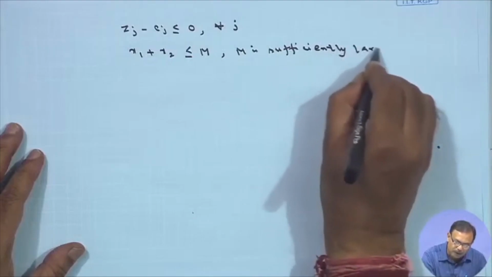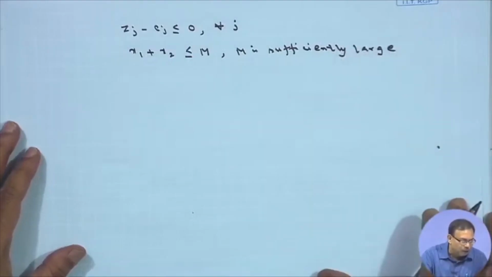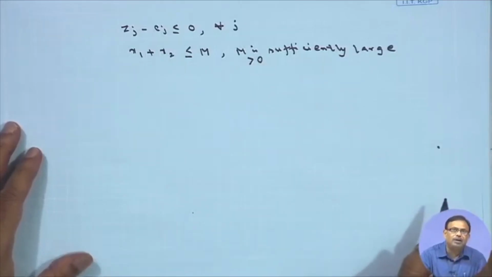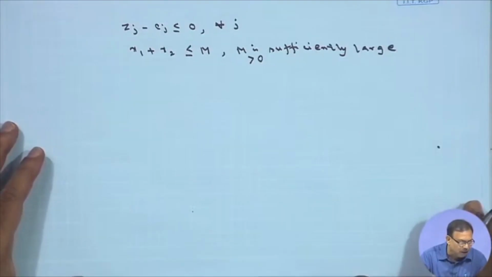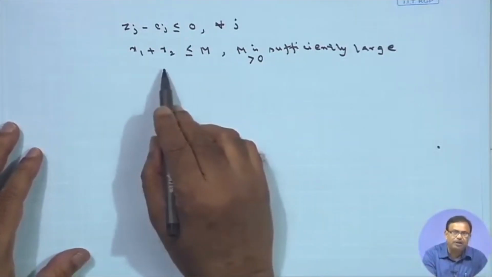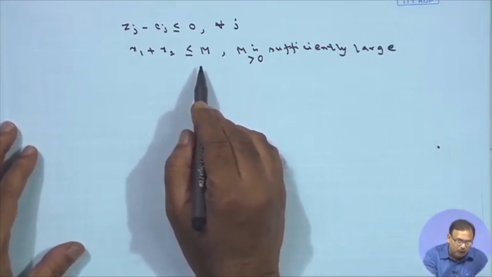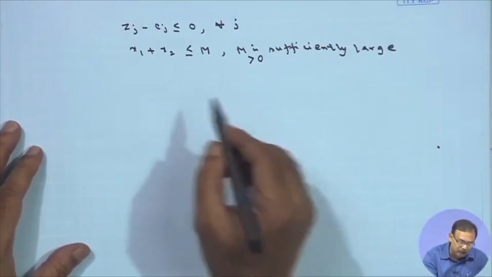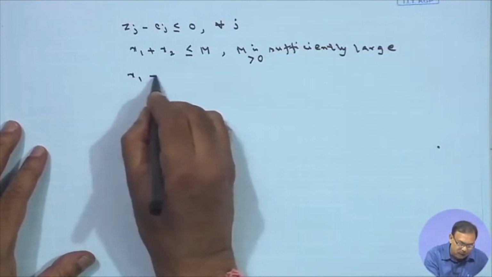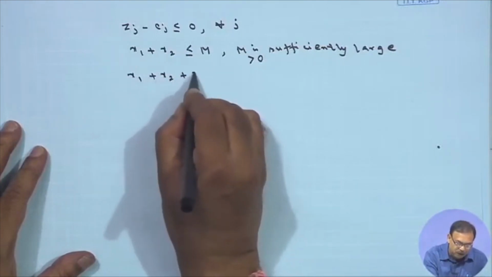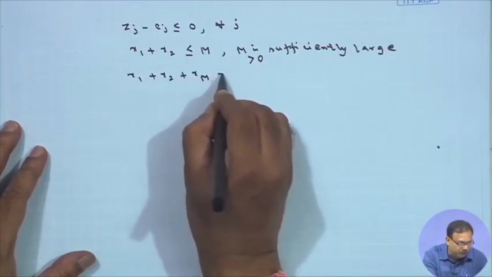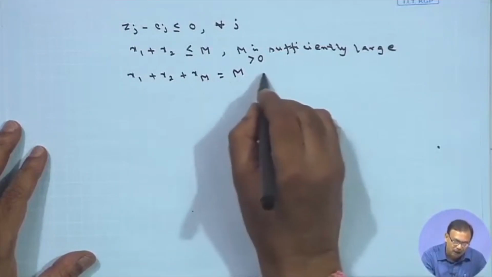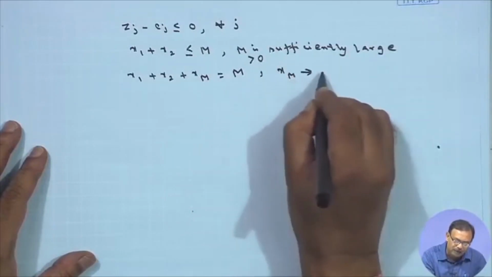M is sufficiently large. And of course, M is greater than 0, and sufficiently large. Since this is a less than or equals type constraint, what do I have to do? I have to introduce one slack variable and make it an equality constraint. So, I can write x 1 plus x 2 plus x m equals m, where x m is your slack variable.